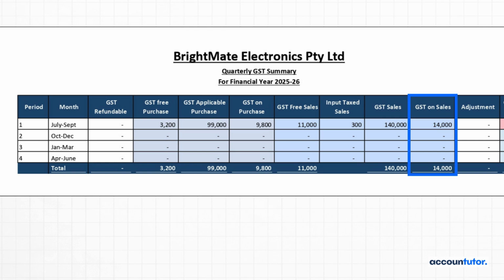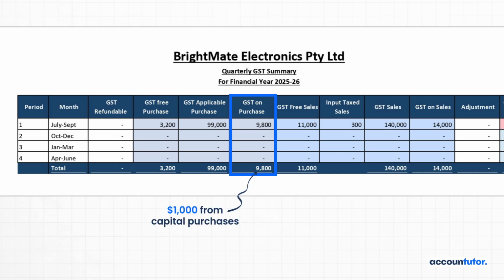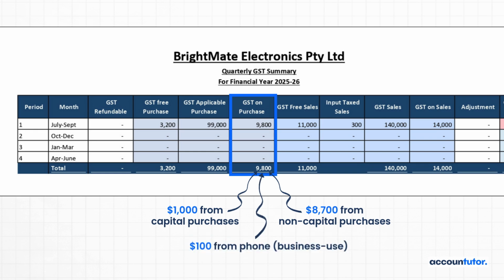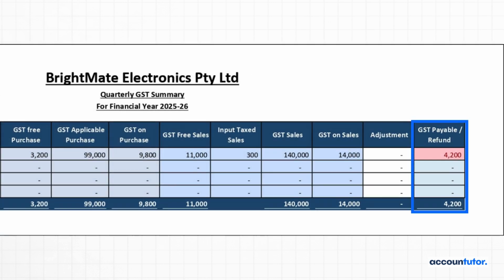GST collected on sales is $14,000. GST credits on purchases include $1,000 from capital purchases and $8,700 from non-capital purchases. Then we add the business use portion of the phone's GST, which is $100. That means the total GST credits claimable are $9,800. This gives us a net GST payable of $4,200 for the quarter.